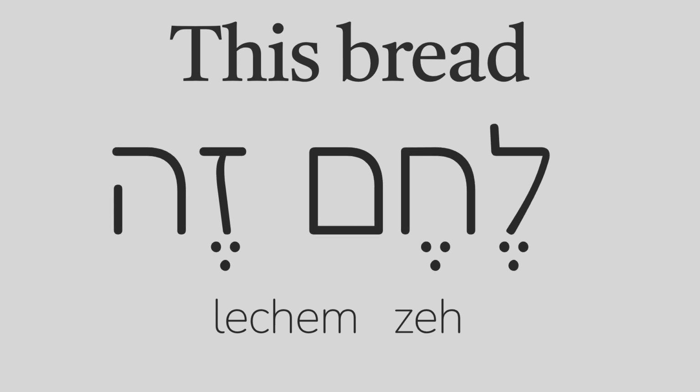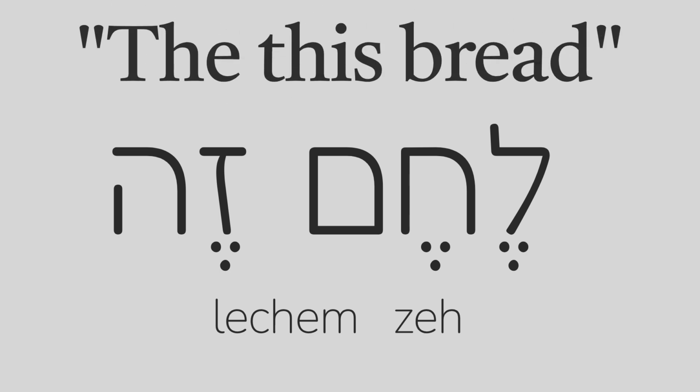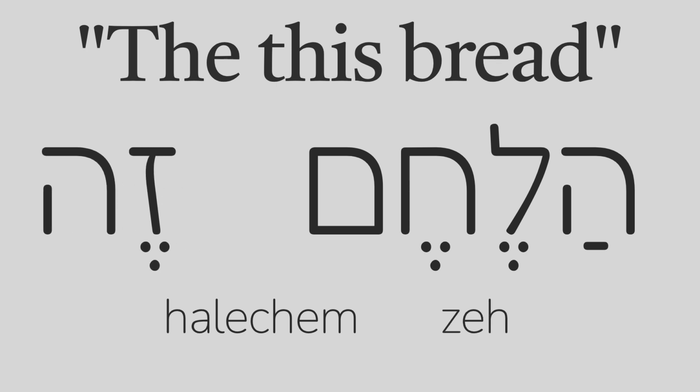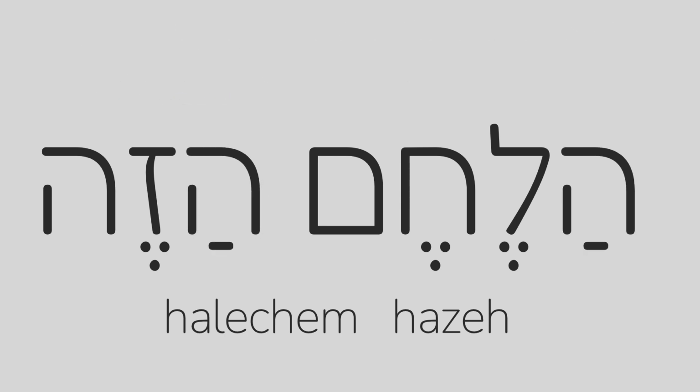Lechem ze, this bread. But usually we do something a little different. Instead of saying just this bread, Hebrew will more often say what we could literally translate as the bread the this. To say the in Hebrew, we attach a ha to the beginning of a noun. So we'll attach a ha to lechem to get ha lechem. And remember that in Hebrew, when an adjective is connected to a noun with ha, the adjective must also take a ha, meaning the. In this phrase, ze is an adjective, so we attach the ha to both lechem and ze. Ha lechem ha ze. Literally, the bread the this. Ha lechem ha ze. This bread.